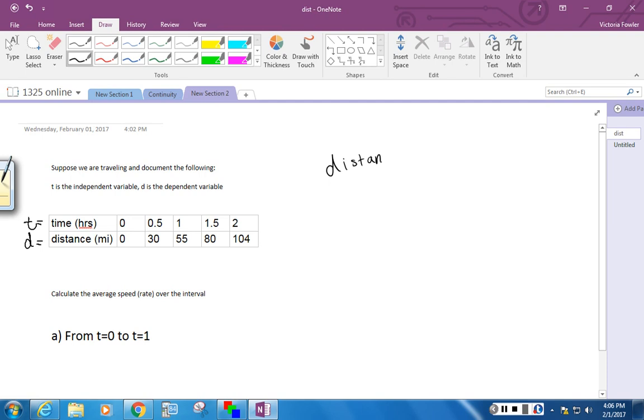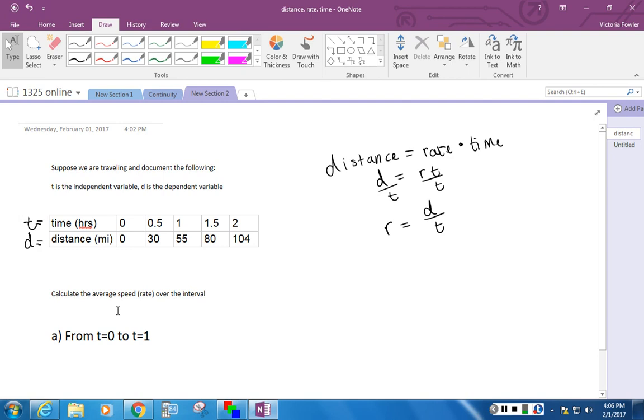Distance is equal to rate times time. Okay, well here, let's go ahead and change this to D equals RT, right? Here we're asked to find the rate. And so if we're going to solve for the rate, we would have that the rate is found by taking distance over time.